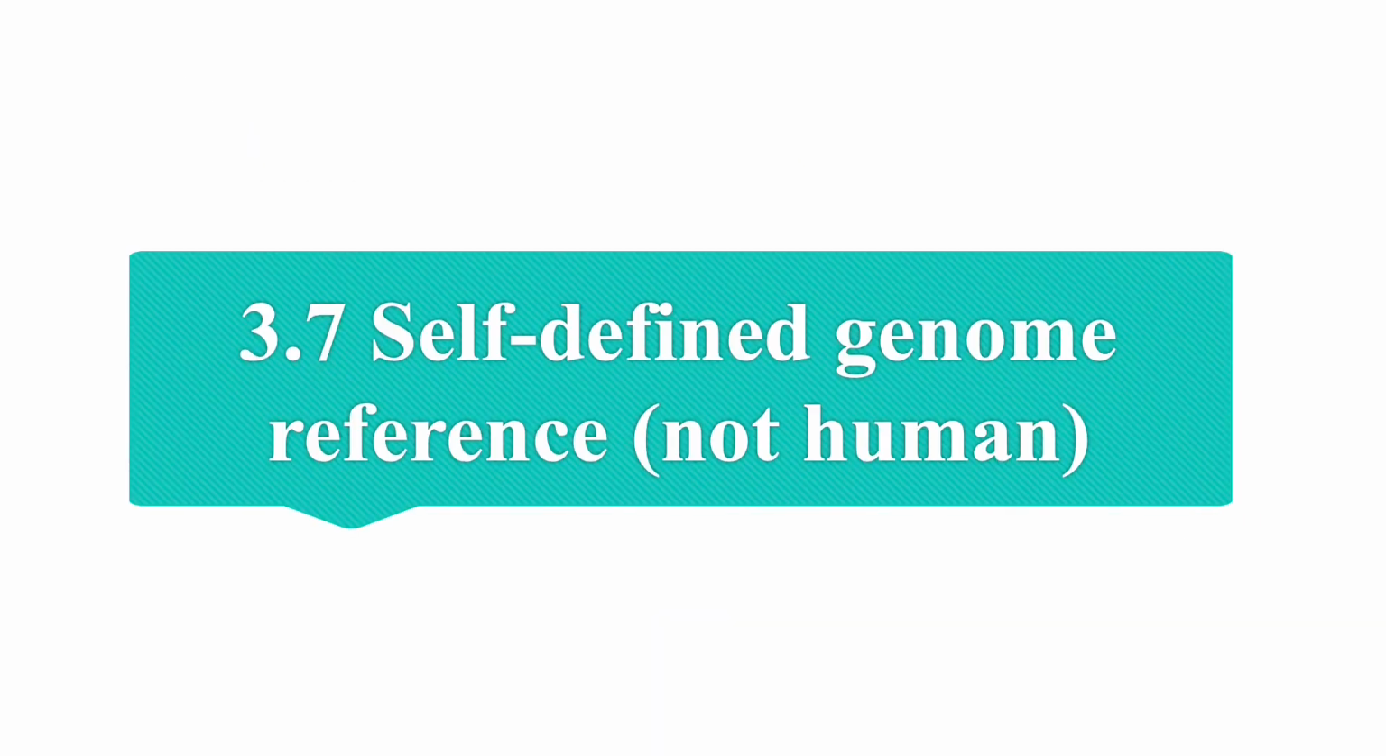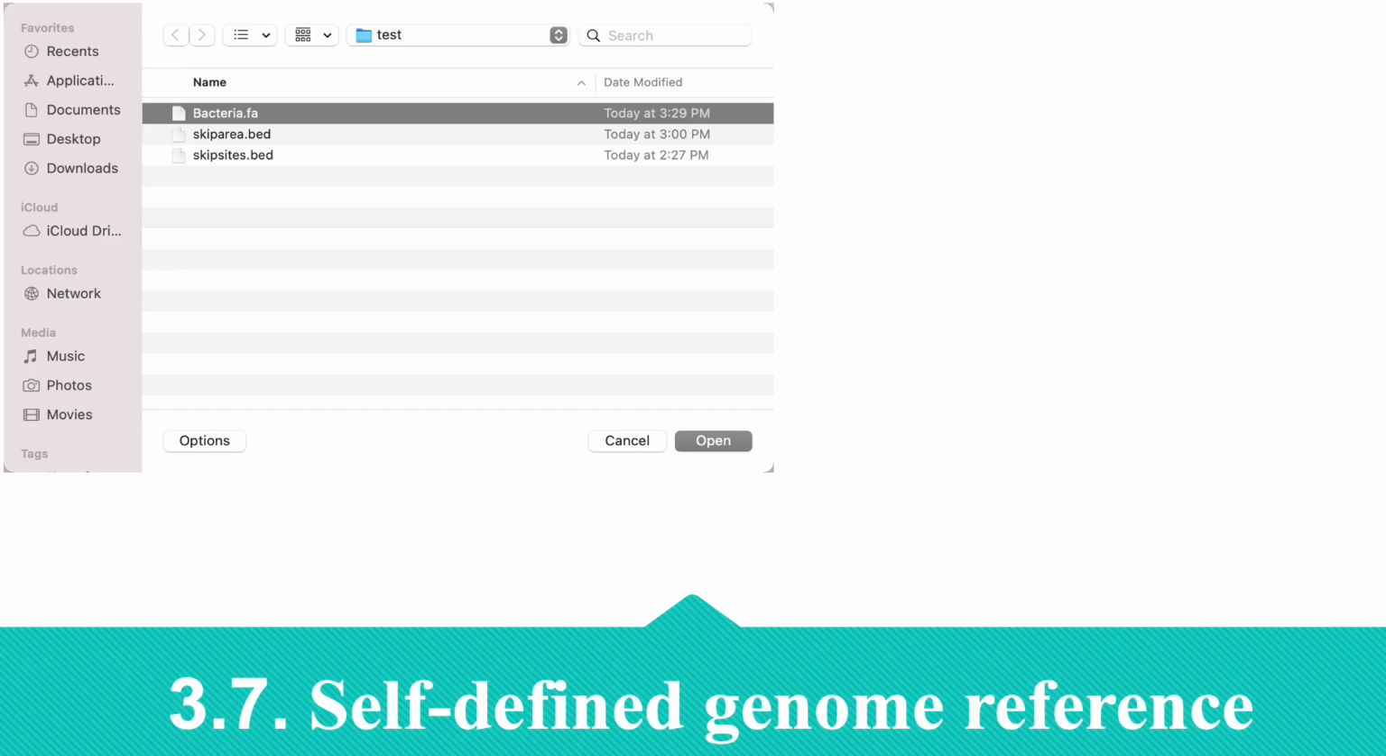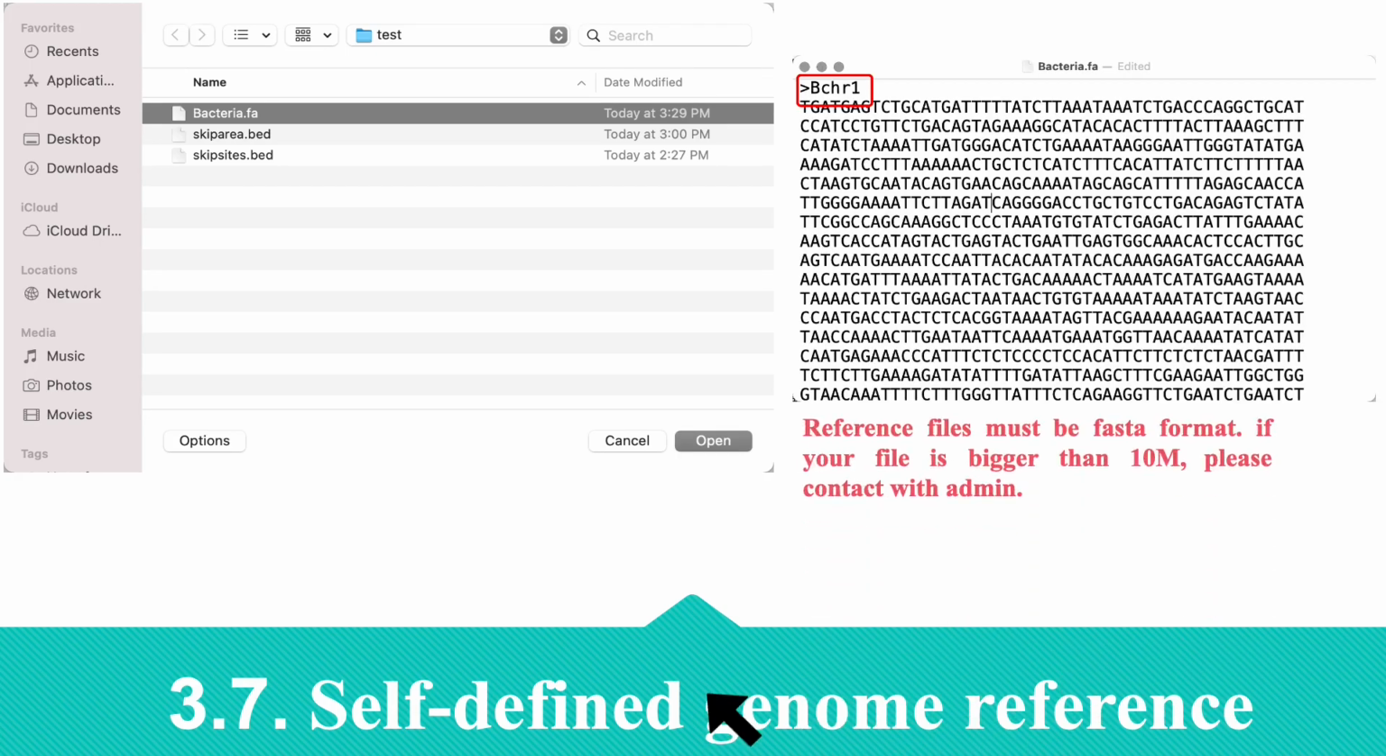Self-defined genome reference, not human. This website only uploaded human references previously. If you want to design primers for plants, other animals and microbes, your reference sequence needs to be uploaded first. Click on the Choose File button of Target Reference. Choose your own FASTA format file. Click on the Open button. Click on the Upload button. Reference files must be FASTA format.